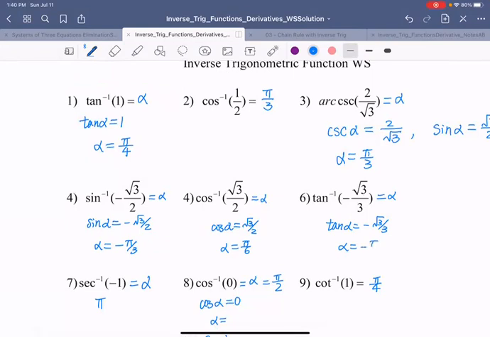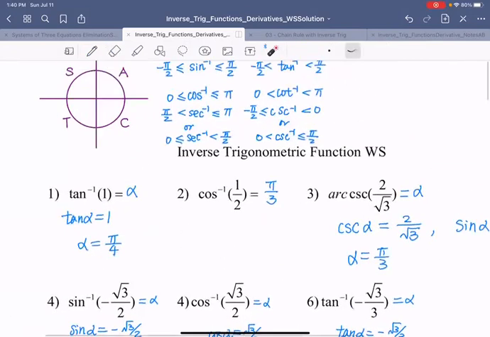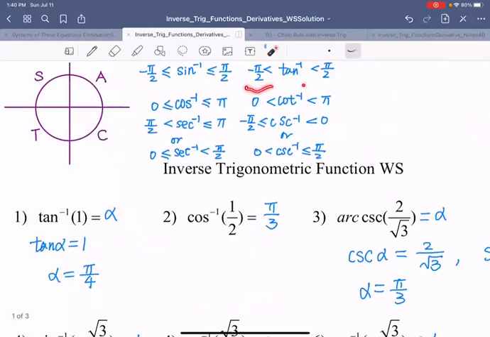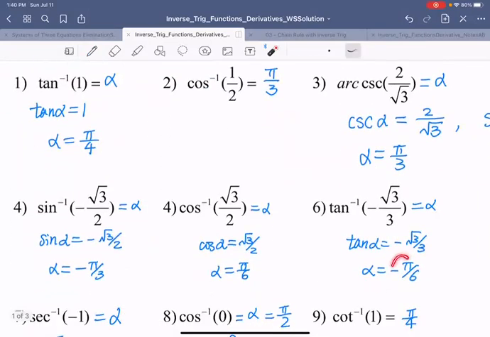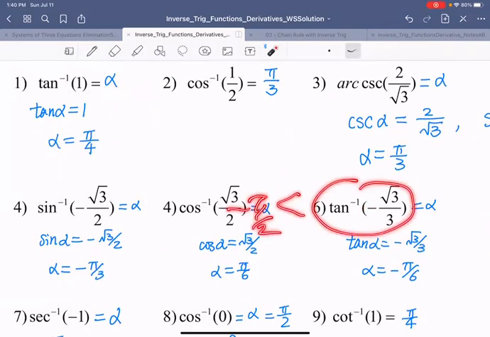Okay, that's right. Don't change this to 5 pi over 6, okay? That's the wrong answer, because tangent inverse is bounded between these limits. So that's the only answer. If this is positive, that's positive. If this is negative, this is negative, because this guy is between negative pi over 2 and pi over 2. Okay, all right.